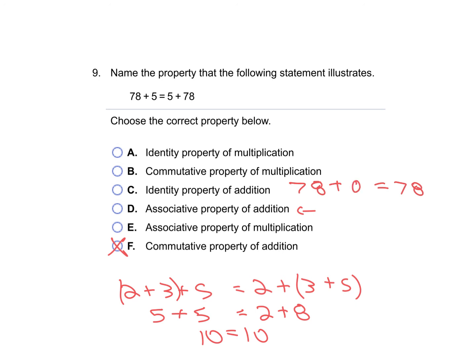What about the identity property of multiplication? If I wanted to multiply 78 times something and I wanted to end up with 78, what can I multiply it by? I can multiply it by 1. So the identity property of multiplication is saying if you multiply something by 1, it maintains its identity. It stays what it is. There you go.